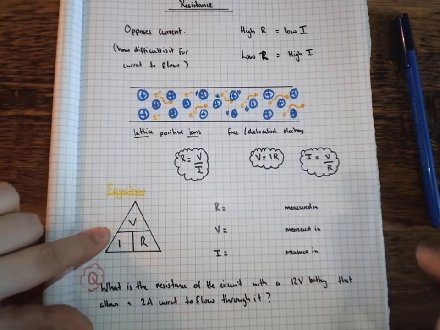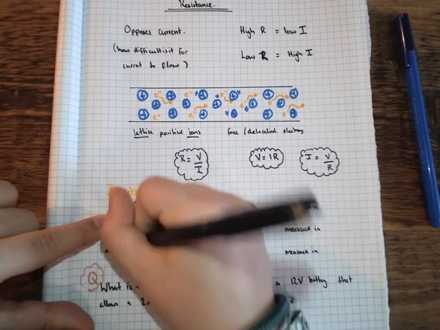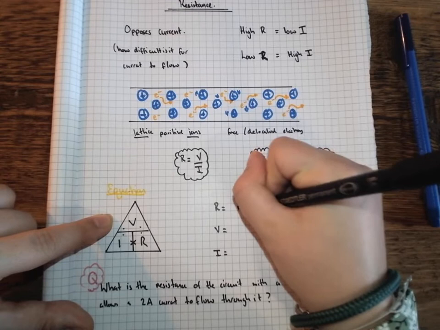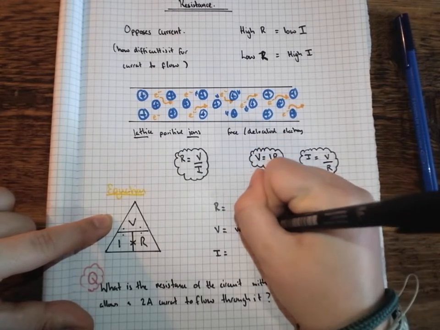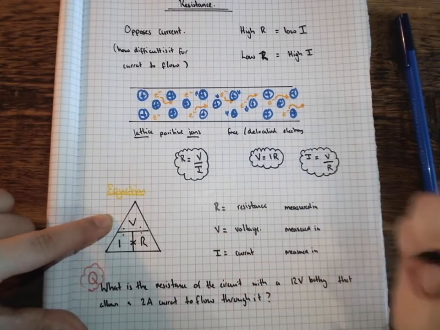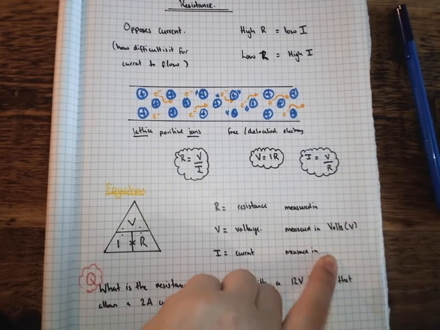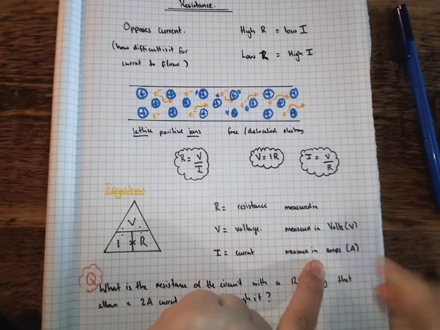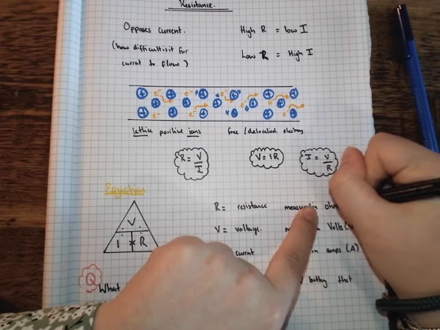If I want to give this as a triangle, I've got V and then I and R. The bottom two are divide, and the top is a multiply. R is resistance. V is our voltage, which we can also call potential difference. And I is our current. Voltage should always be measured in volts, with a V. Current should be measured in amps or amperes, remember, that's A. And our resistance is measured in ohms.